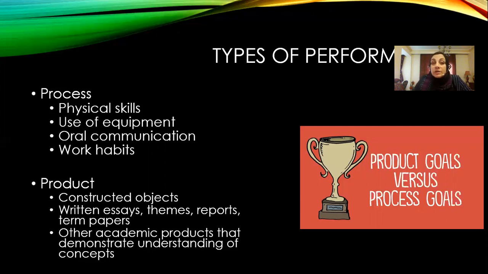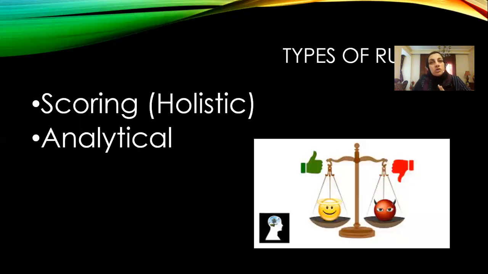And because we have two types of performance, there are also two types of rubrics. There is what we call the holistic or scoring rubric, and then there is the analytical rubric. In a minute, we will tell you what the difference is between both. But for now, you need to know that there are two types of rubrics.